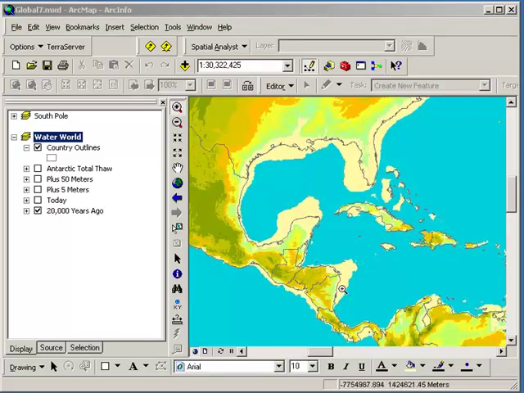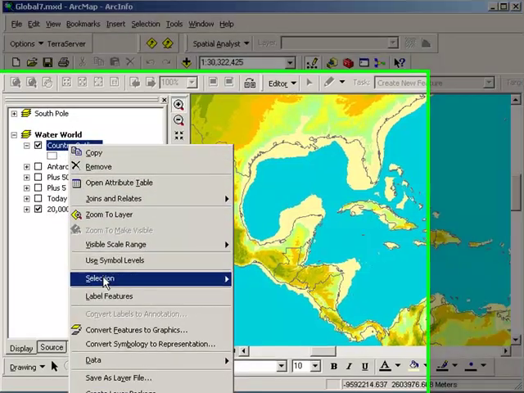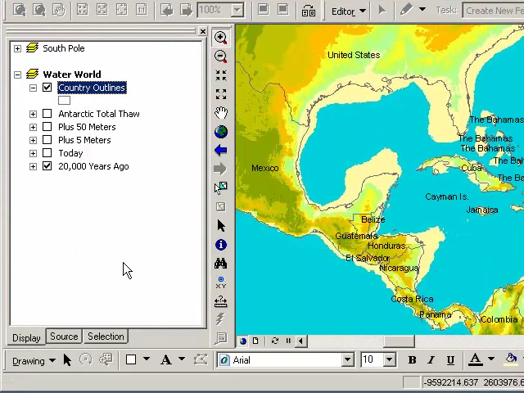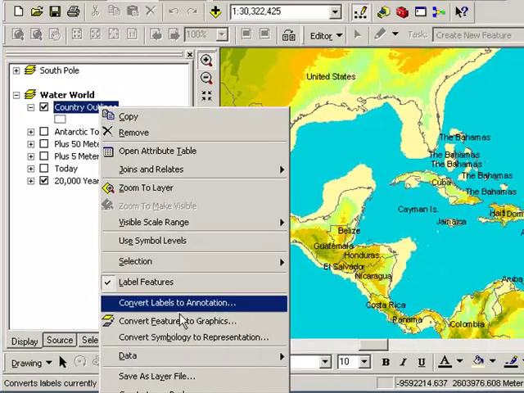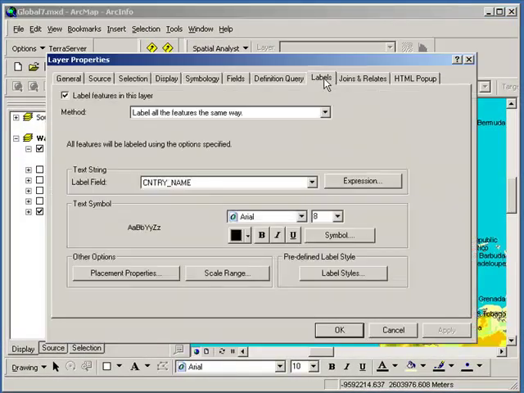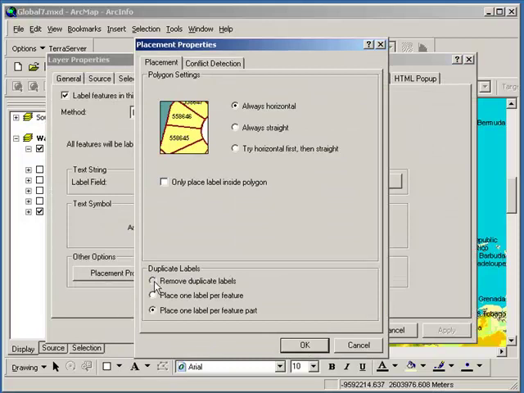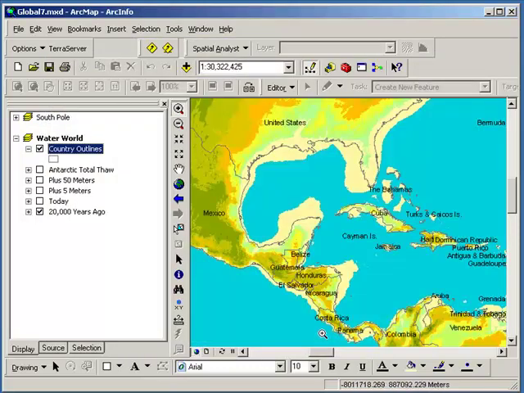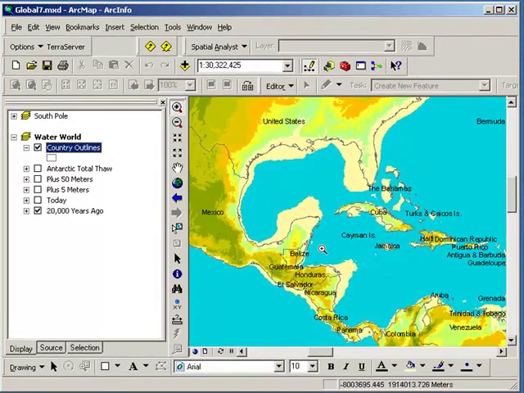Let's zoom into the Caribbean Sea, Central America, Mexico. Be nice to have those country names on there. With the GIS, I can do that. I can also change the labels so that I don't have any sort of duplicate labels. That way I'll only have one label for the Bahamas, for example, even though it has numerous islands.